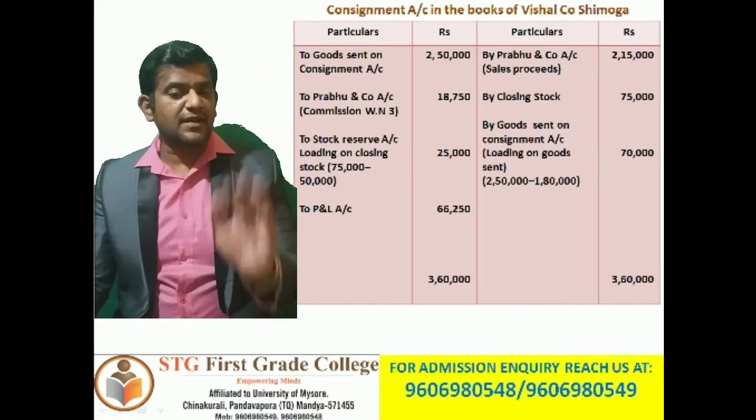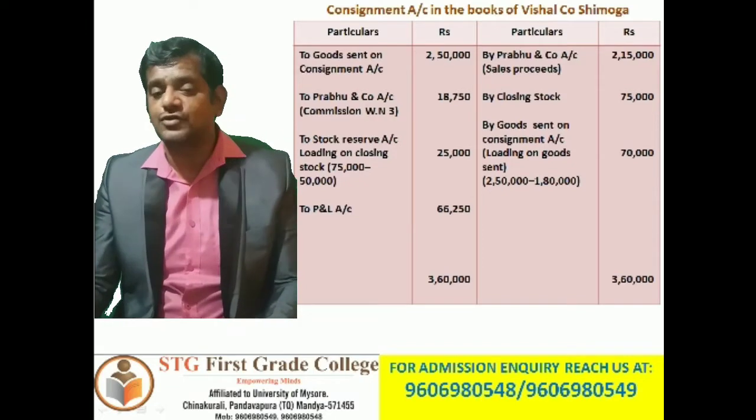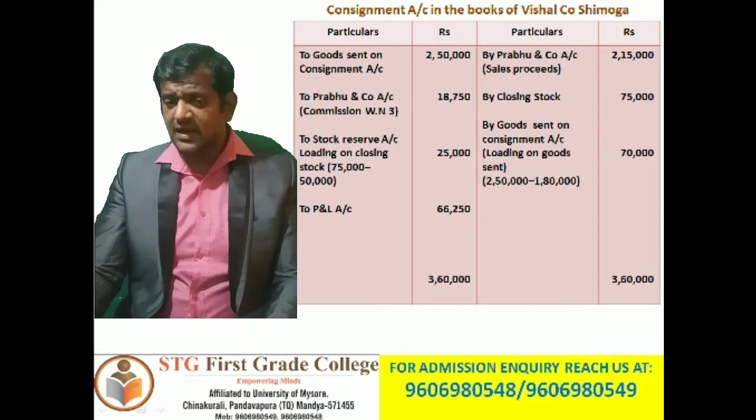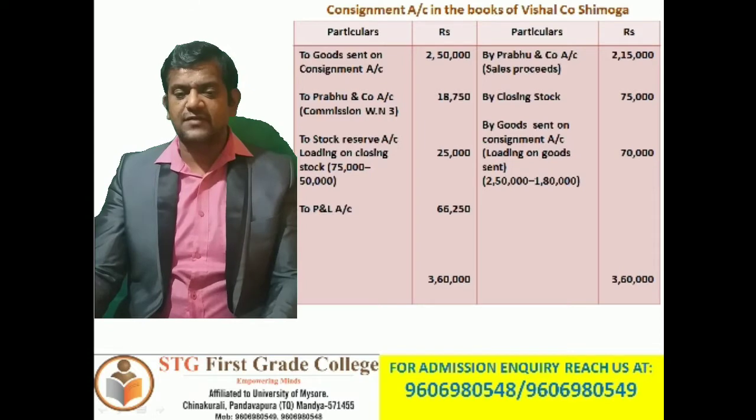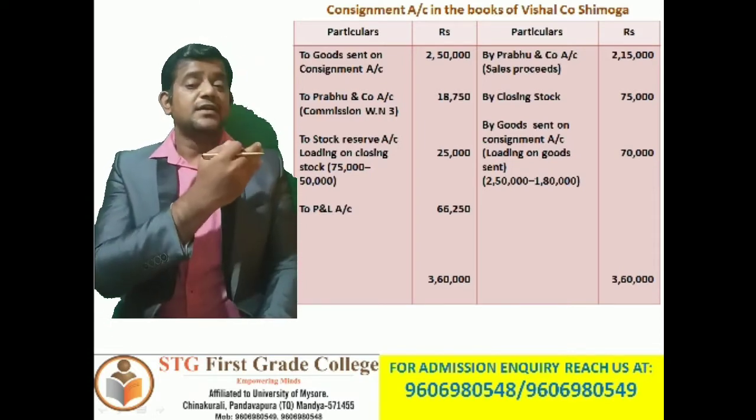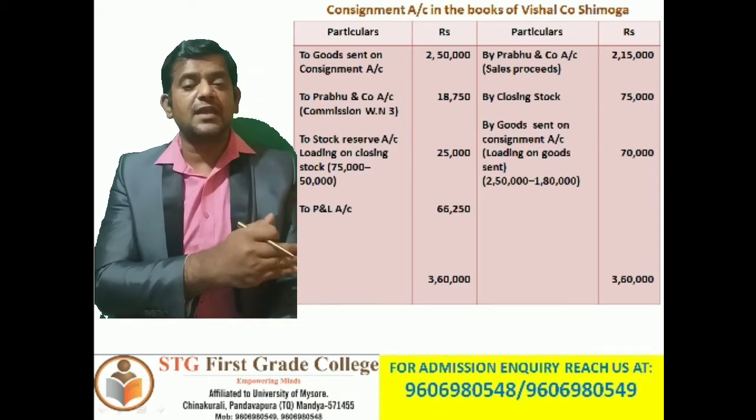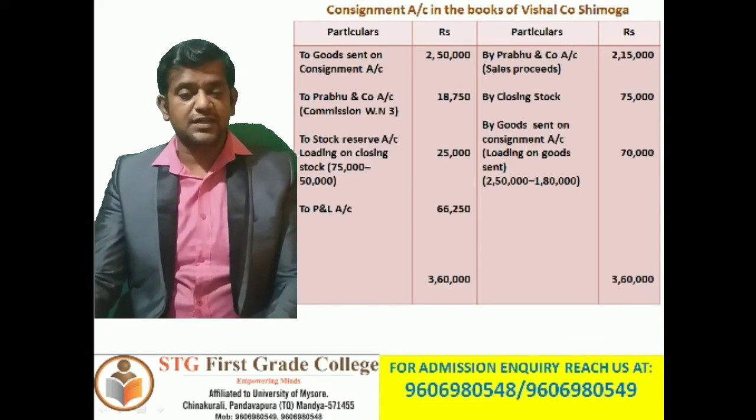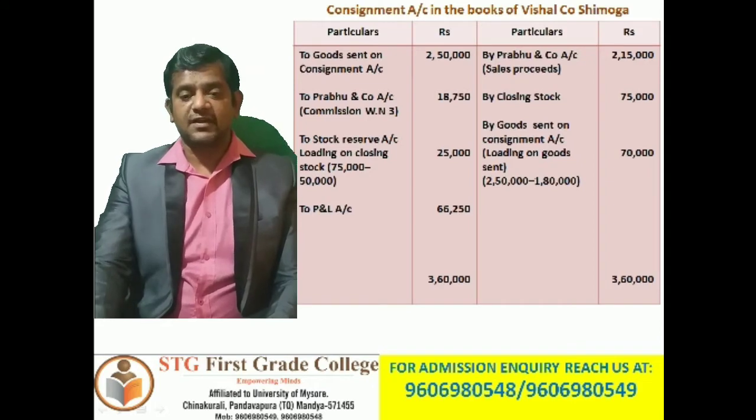Okay, so let us go back to the consignment account and enter that. So to Prabhu and Company account, commission, working note number 3, mention that. How much? 18,750. Clear. Now, stock reserve account. So we have to find out the stock reserve. That is on the closing stock. Always we calculate on the debit side, that is loading charge or stock reserve. We always calculate on the closing stock or stock left out with the consignee. So we know that stock left out with the consignee is 75,000. Clear. So how much stock left out with the consignee? 75,000.